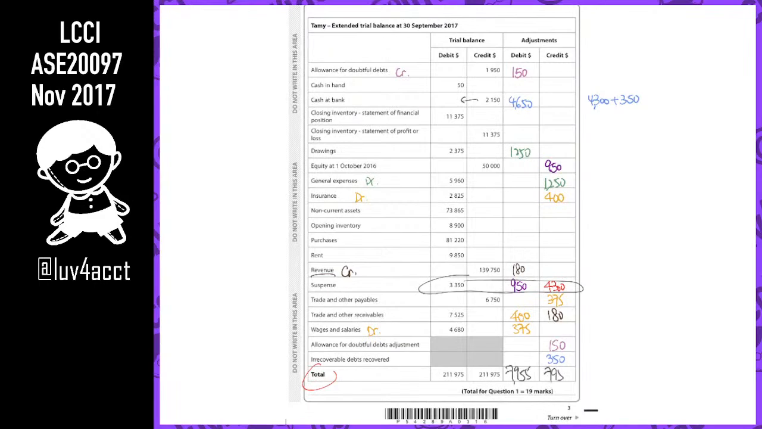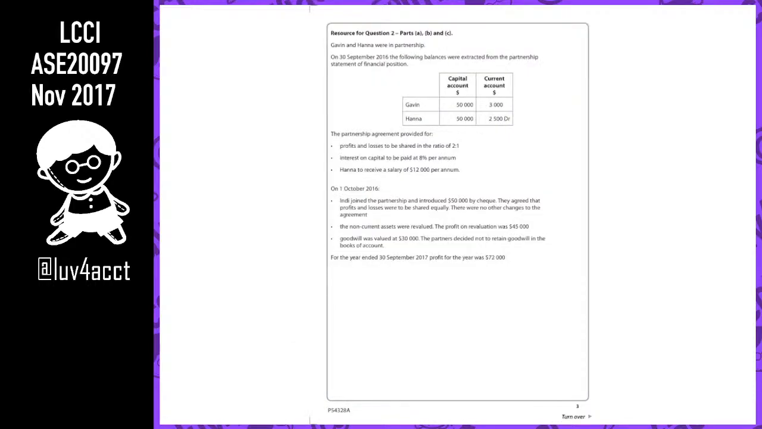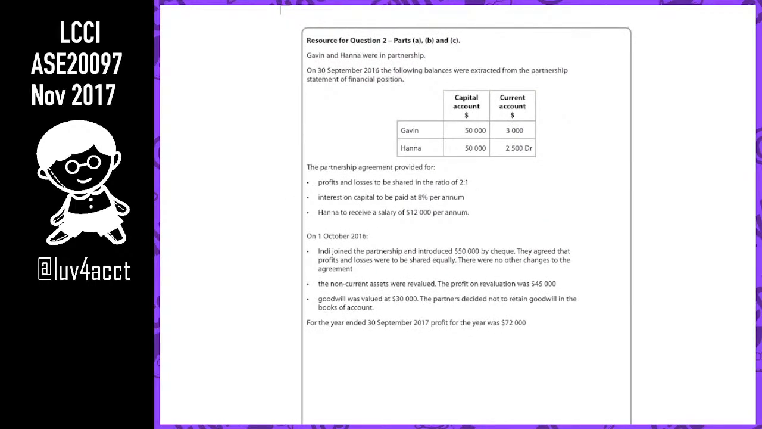Yes. Okay, 17 marks. Okay, not too difficult, it's a normal thing. So question 1 done. And I forgot to write it is extended trial balance, and then we finish it. Okay, so let's go to the second question.